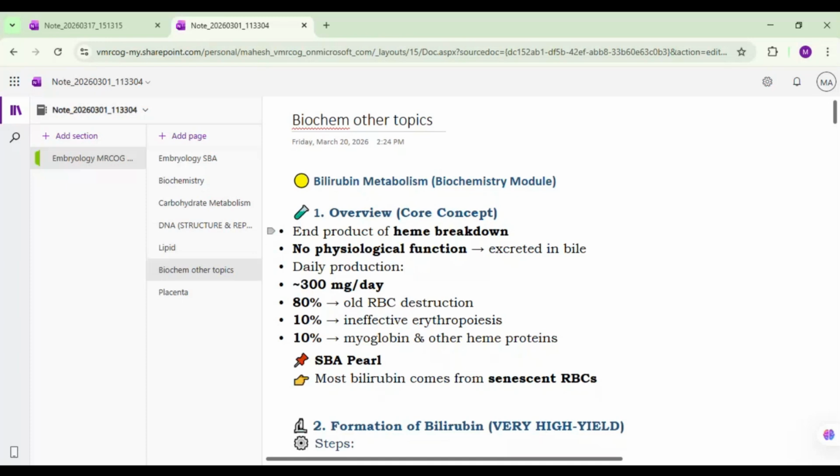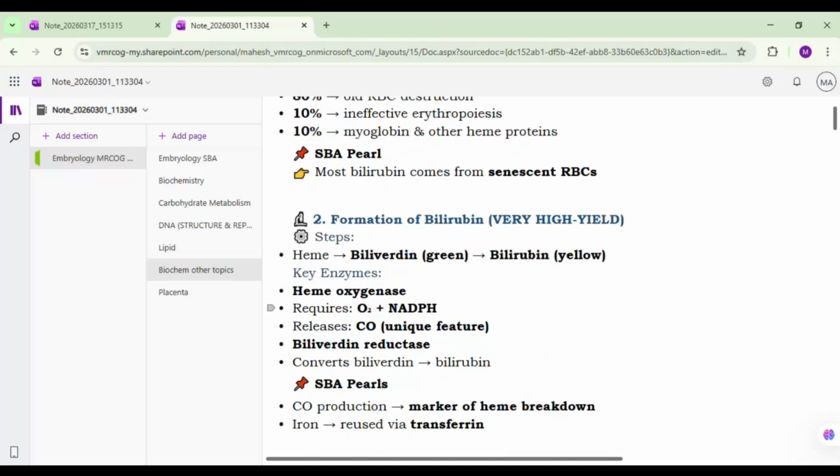This heme, which is broken down, will form the bilirubin, which has no physiological function, so it will be excreted in the bile. How much is the daily production? Around 300 milligram per day. 80% is from the old RBC destruction, 10% is from ineffective erythropoiesis, and 10% from myoglobin and other heme proteins. So most bilirubin comes from the senescent RBCs. So that is the source of bilirubin.